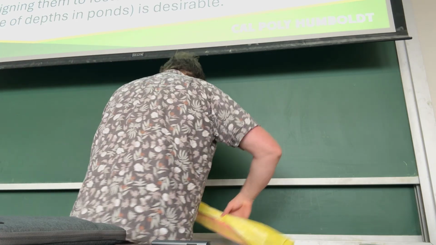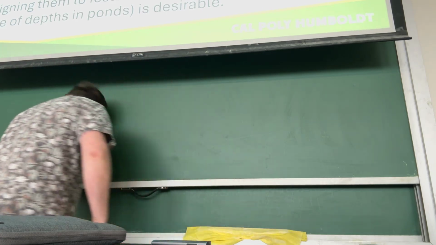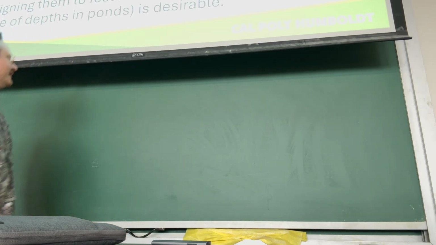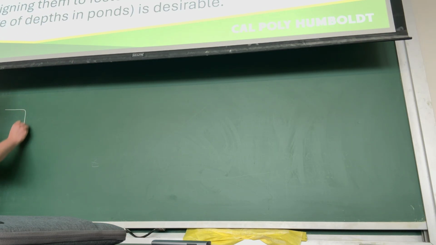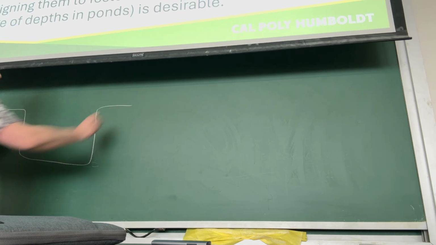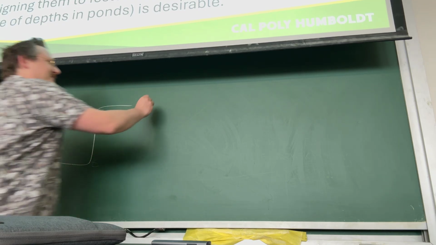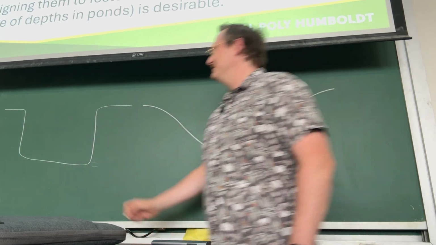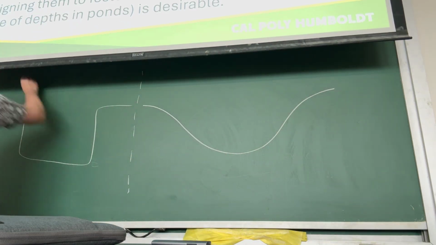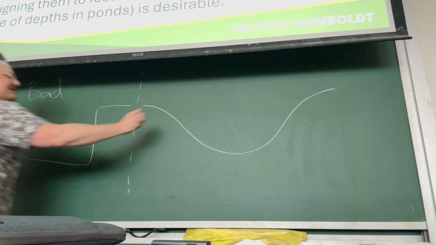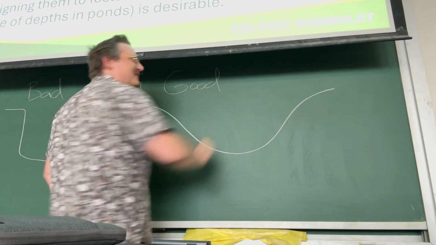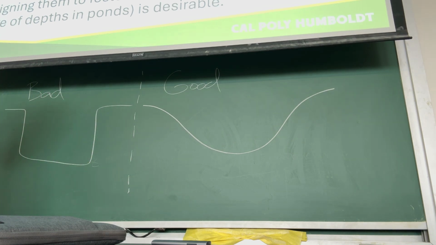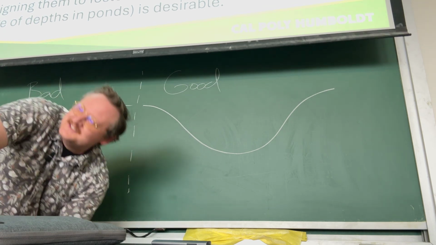So for example, I have something I can do on the board, which is fun, you know. There are 2 ways to make a pond. There's a bad way to make a pond, and there's a good way to make a pond. Bad. Good. We call these good ponds. That's a technical term. And we call these bad ponds. Not true.